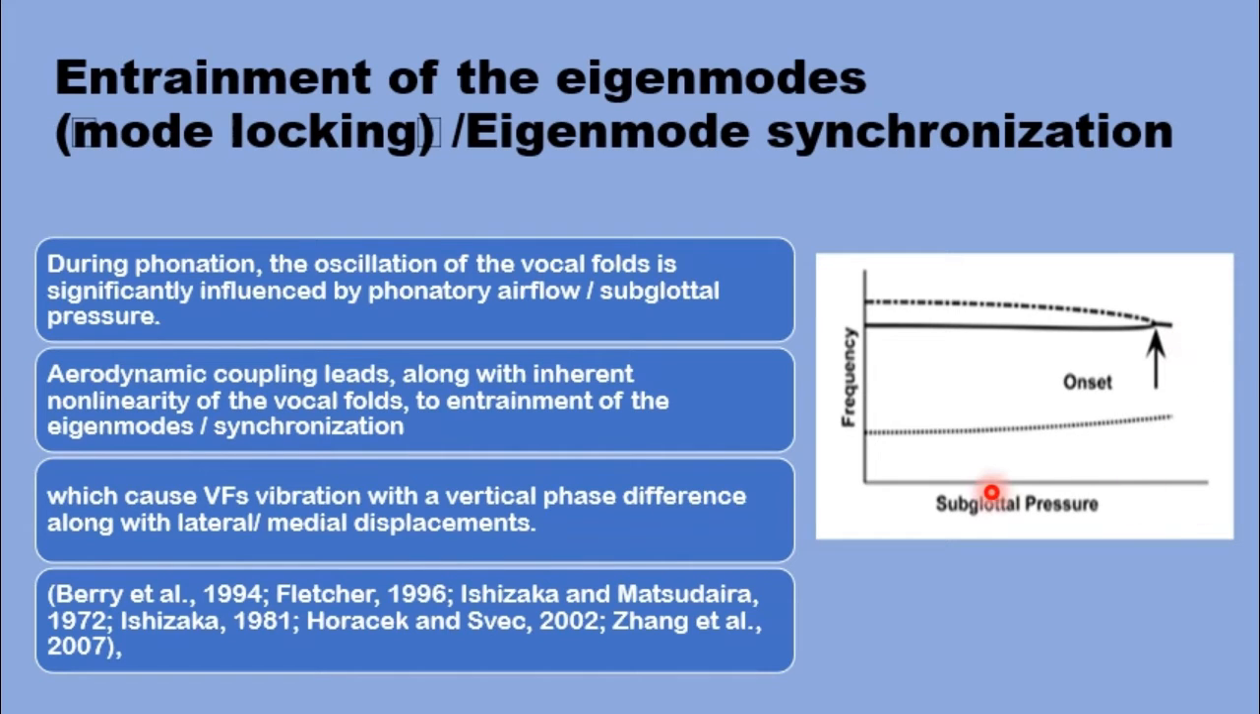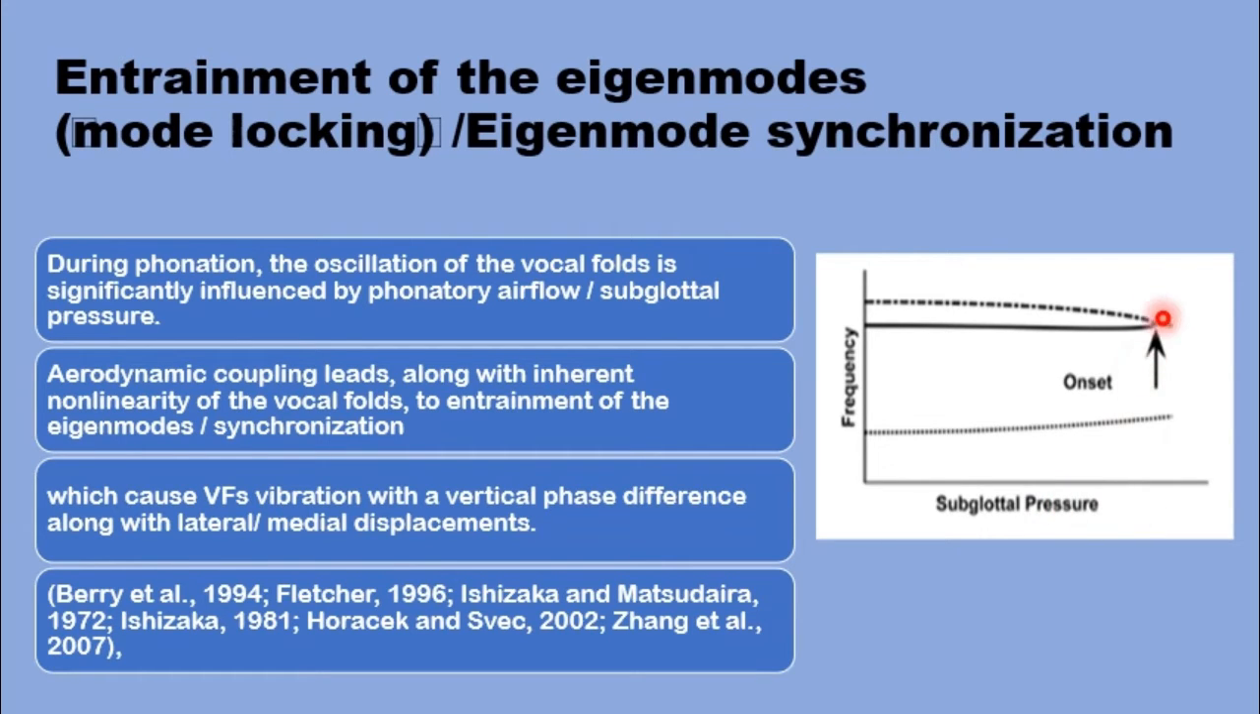This diagram shows the effect of increasing subglottic pressure on two eigenmodes: the eigenmode of lateral and medial displacement of the vocal folds to open up and close the canal, and the other eigenmode of convergence and divergence of the glottic canal during phonation. With increasing subglottic pressure, they reach a point where they can synchronize. Interestingly, this is the point of starting phonation.